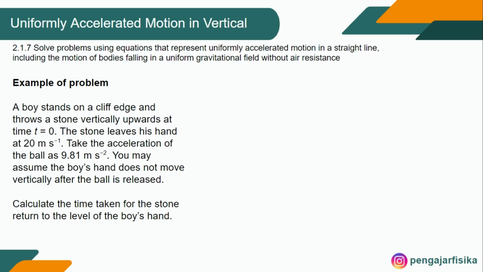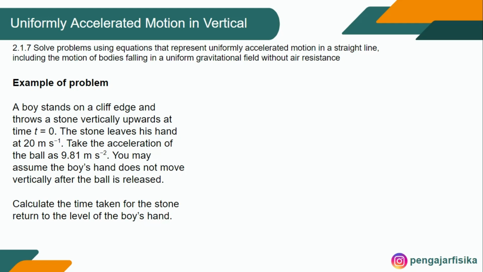The example of the problem is: a boy stands on a cliff edge and throws a stone vertically upwards at time t equals 0. The stone leaves his hand at 20 meters per second. Take the acceleration of the ball as 9.81 meters per second squared. You may assume the boy's hand does not move vertically after the ball is released. Calculate the time taken for the stone to return to the level of the boy's hand.